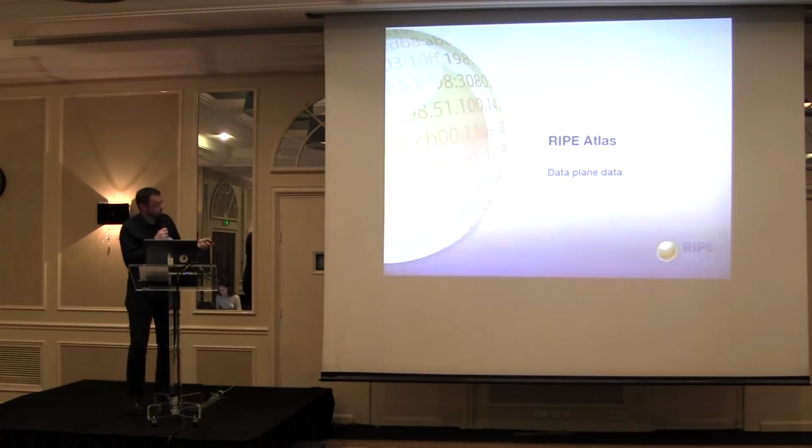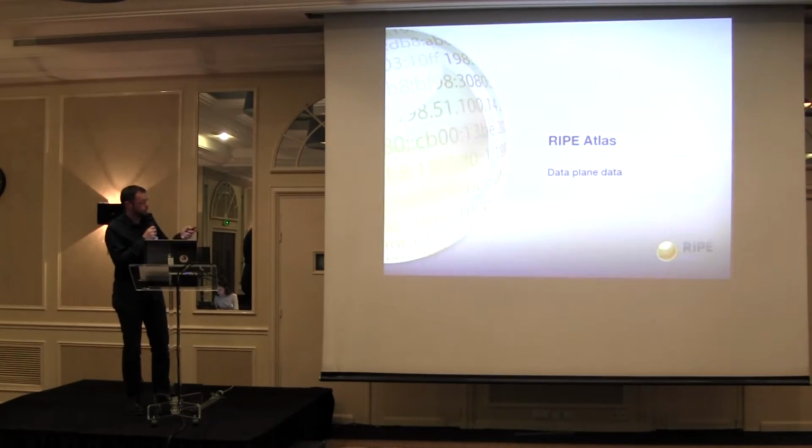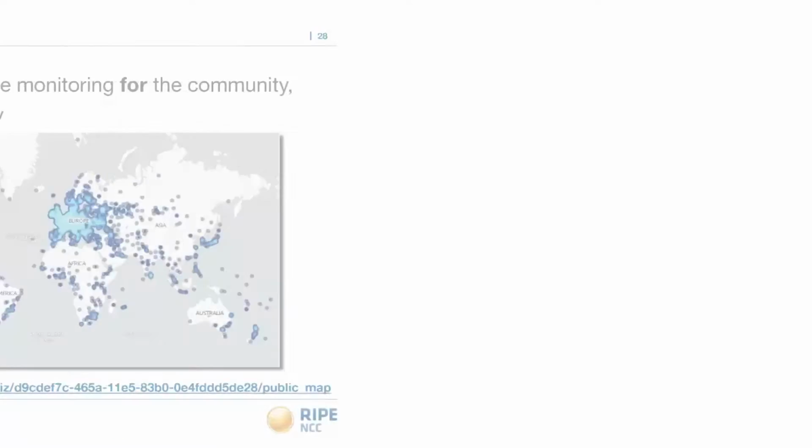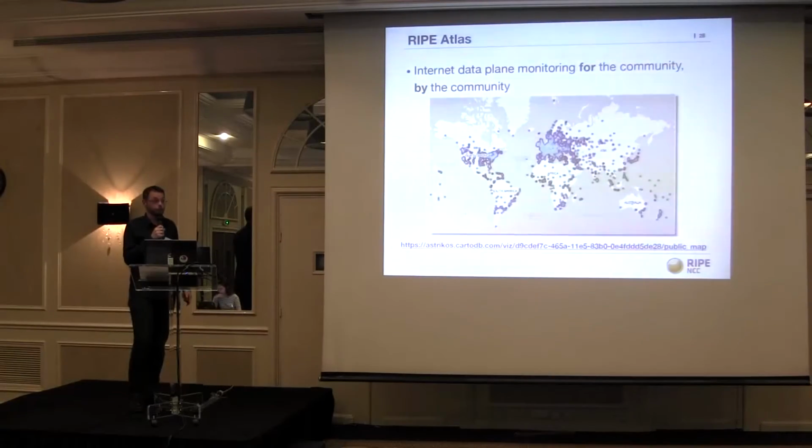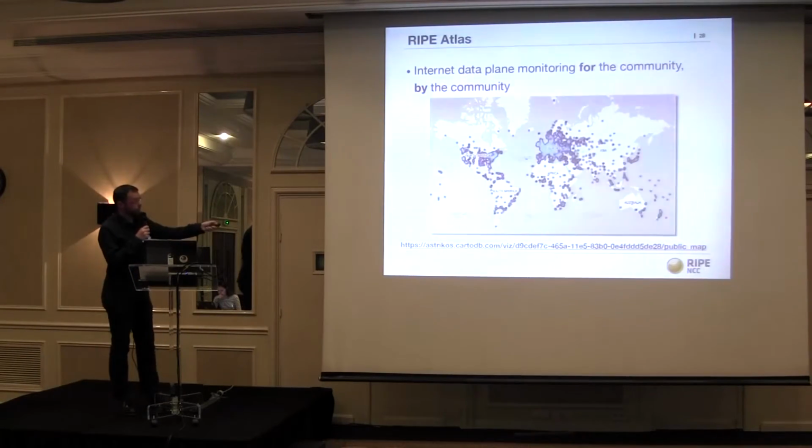So that's data, plain data. People have probably seen plenty of RIPE Atlas talks, and if somebody hasn't seen it, I can probably give it to this one person privately. This is a really interesting visualization by a colleague, Andreas Strikos, and this is a URL to an animation of how the network grew over time. So it's internet data plane measurements for the community, by the community.